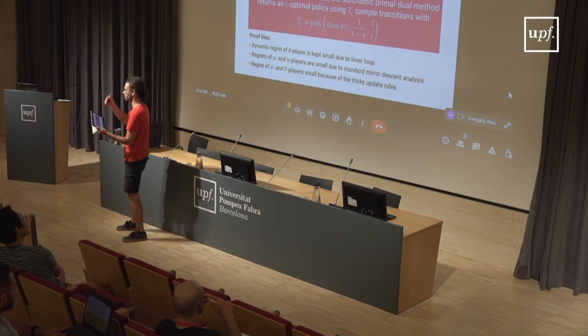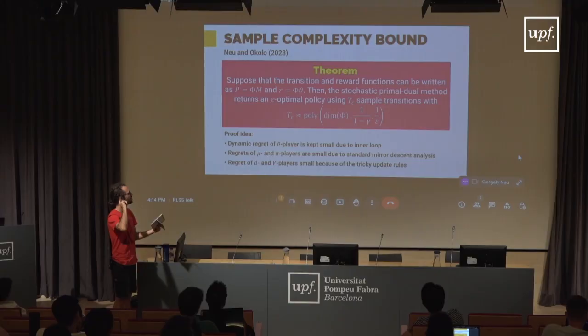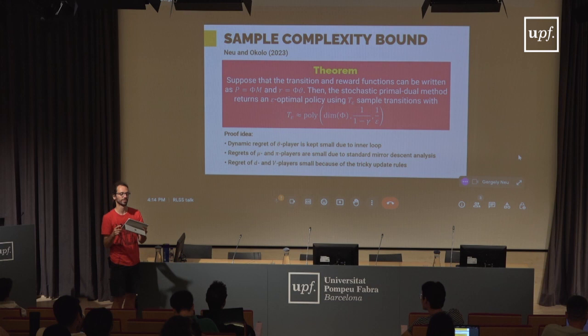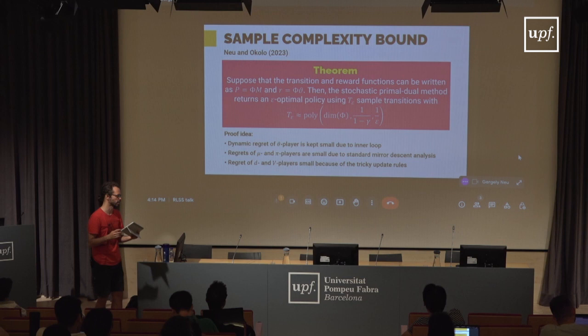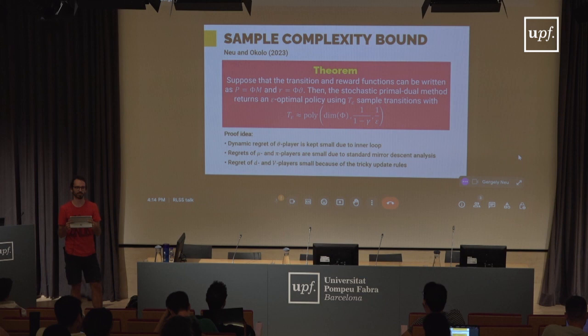So this gives us a way of producing an epsilon-optimal policy in a polynomial number of samples in infinite horizon MDPs under linear function approximation, which is still a problem that is very difficult for other theoretically grounded methods that are computationally efficient. So this is, I think, a very interesting result.